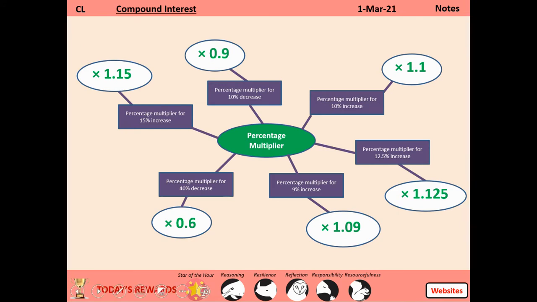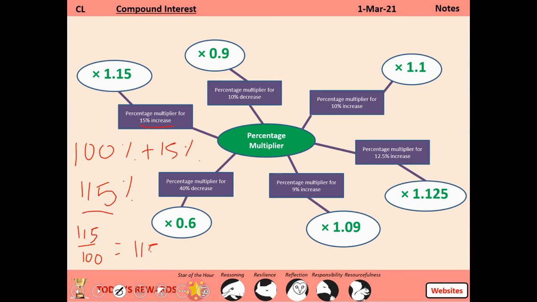So remember, just a quick recap. The first one, 15% increase. Well, the original amount was 100%, so you add on 15%, that would be 115%. So as a multiplier, you have to convert this into a decimal. You convert it into a fraction first, that'll be 115 over 100. And as a decimal, 115 over 100 means 115 divided by 100, which is 1.15, okay? That's how you work out the multiplier for the first one.